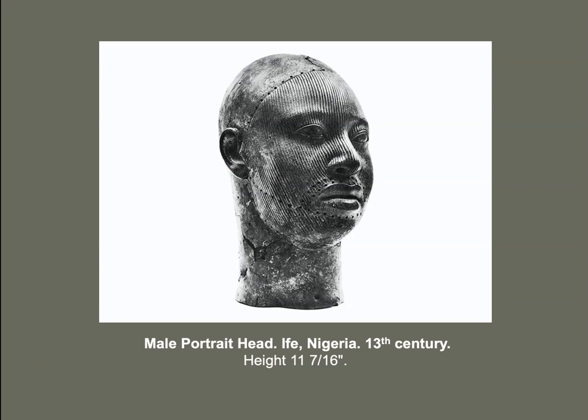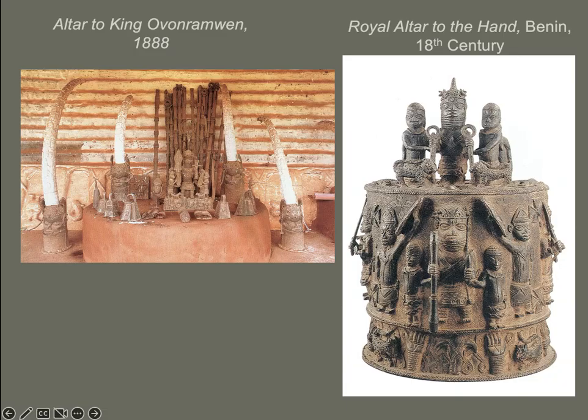This is a male portrait head from the Ife culture from the 13th century. It's a thin-walled, hollow metal casting. And you can see it's very realistic and made in such a way to really be an individual portrait of a person. You'll notice it has scarification lines. Those emphasize the facial contours. And then it has these small holes that are around the head. Those actually would have held a beaded veil originally.